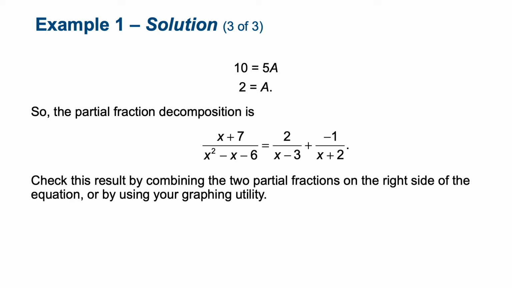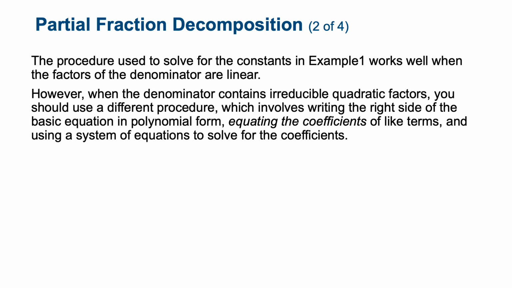So finally, our partial fraction decomposition is (x + 7) over (x² − x − 6) is equal to 2 over (x − 3) plus −1 over (x + 2). We can check this by using a graphing calculator.